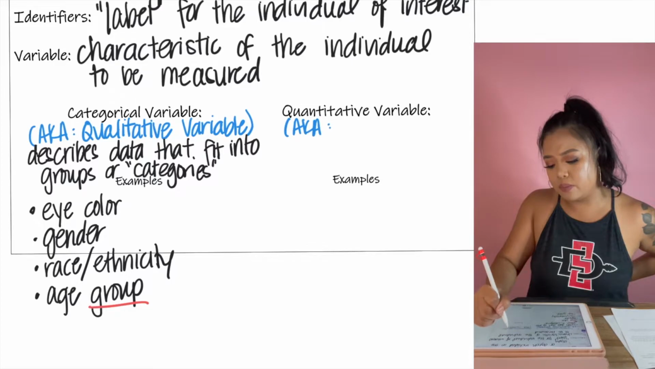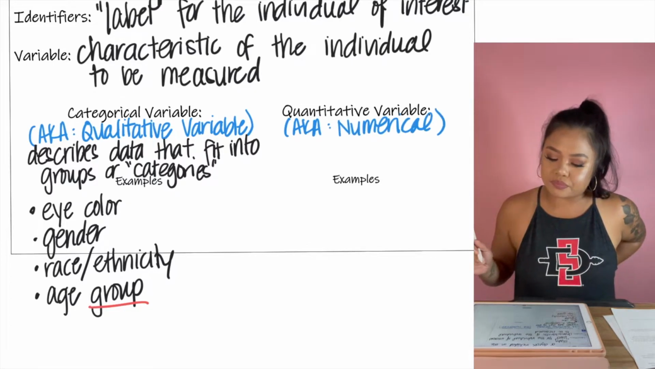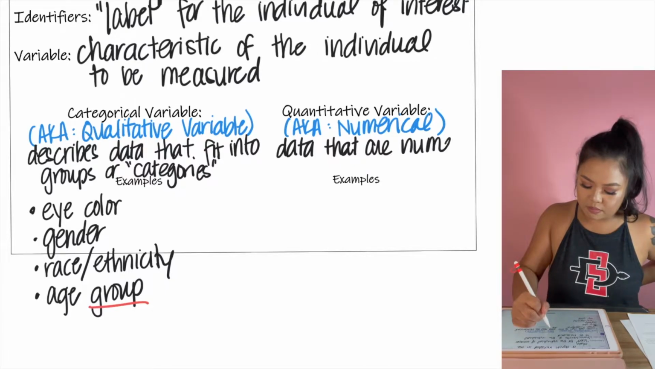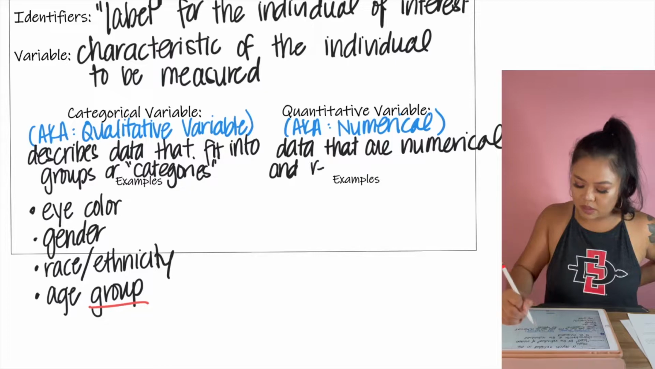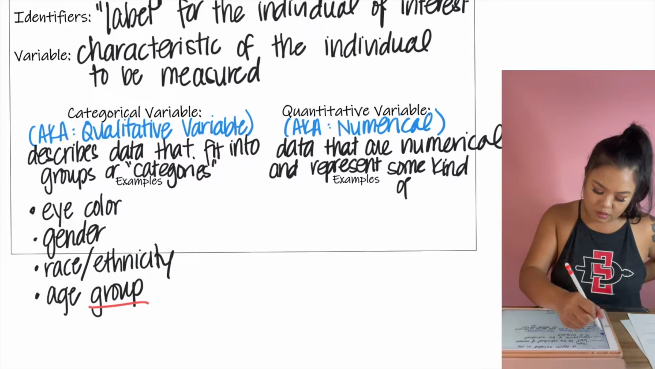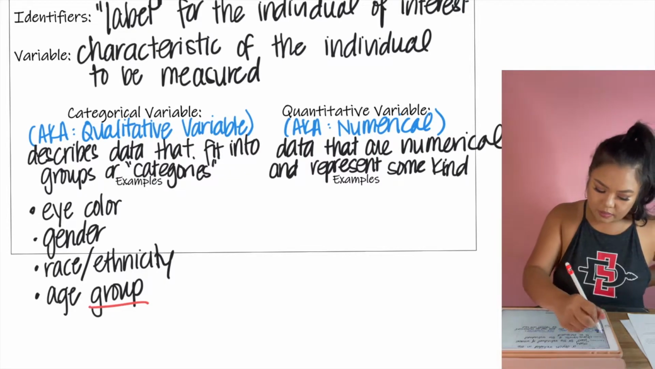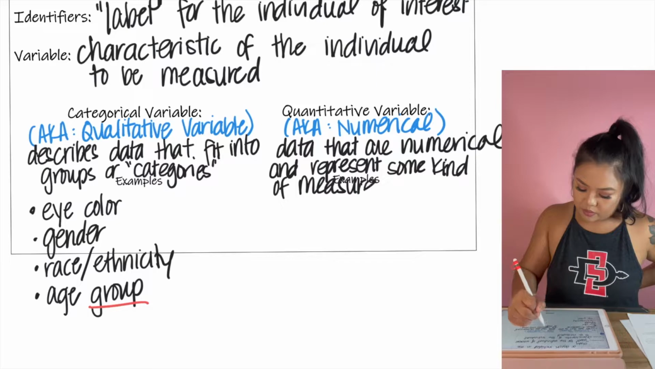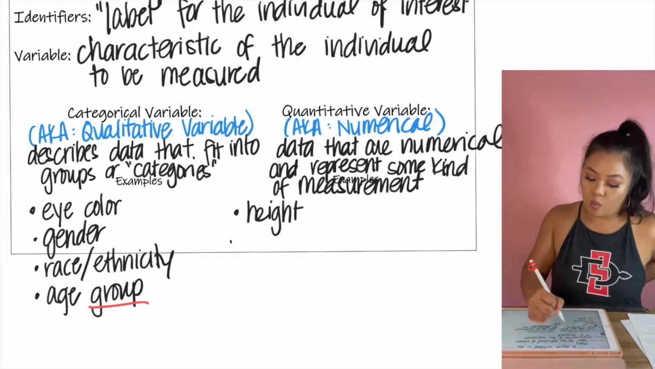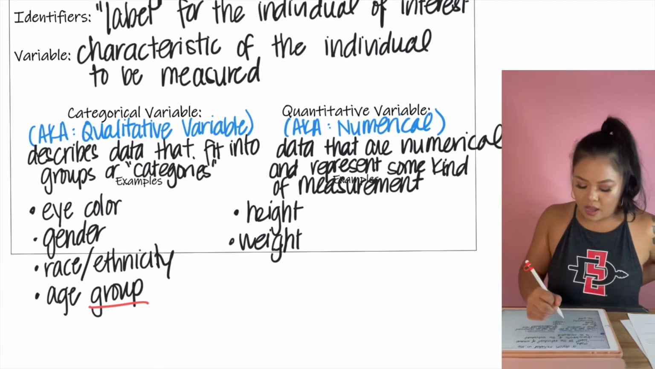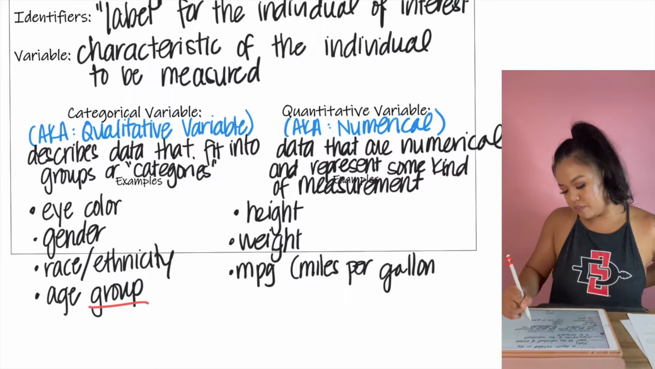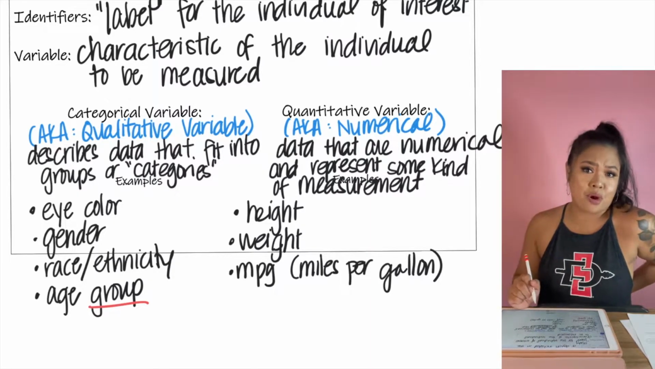Sometimes other books call this numerical variables, but really we're only going to be using quantitative. And this is data that are numerical and represent some kind of measurement. Oops, I write too big. For example, we've got height, we've got weight, right? These are all like numbers that we collect. Miles per gallon, etc.